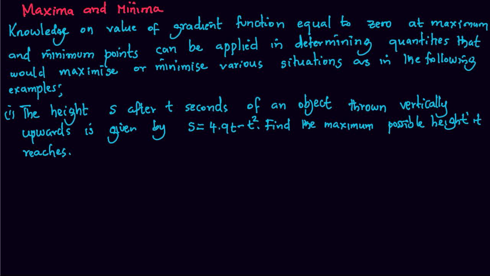Let's look at the first case. We are told that the height s after t seconds of an object thrown vertically upwards is given by s = 4.9t - t². We want to find the maximum possible height it reaches.